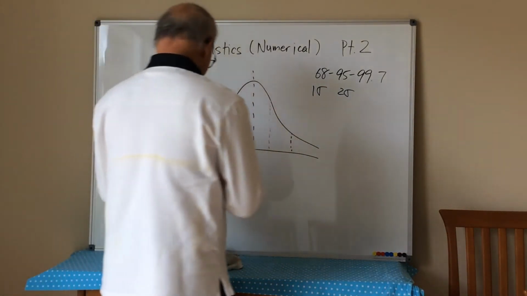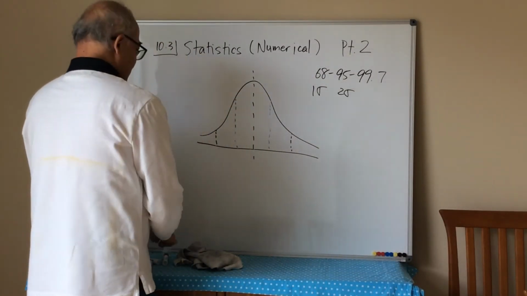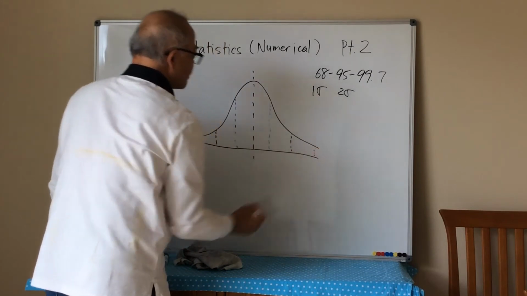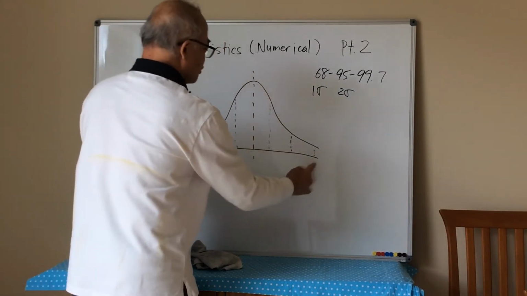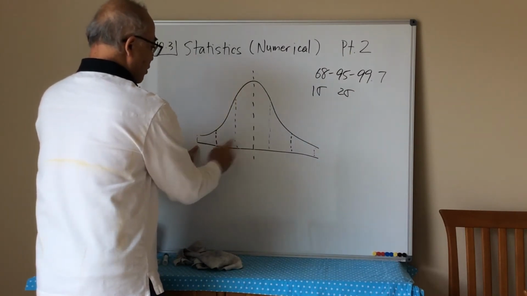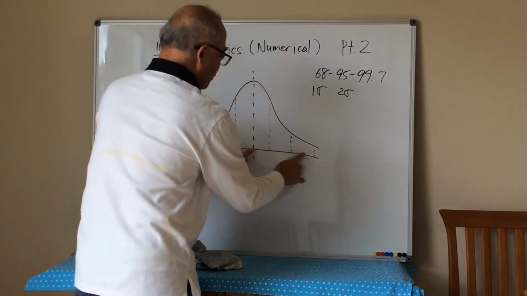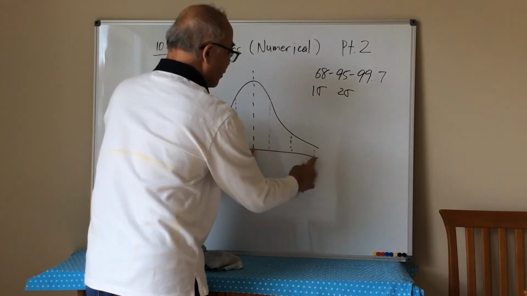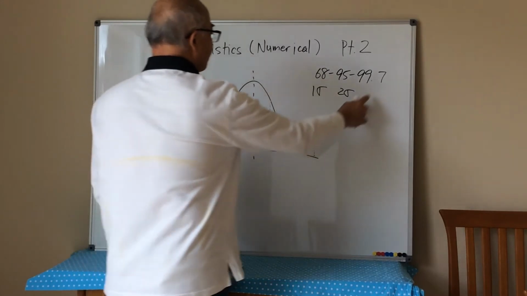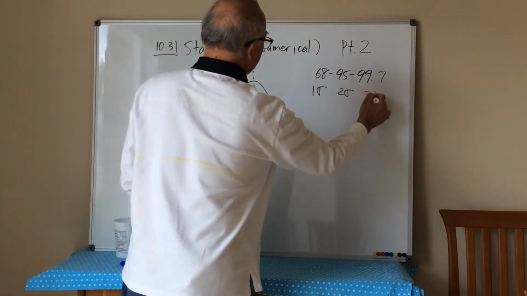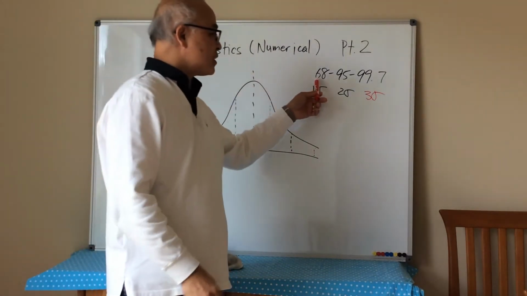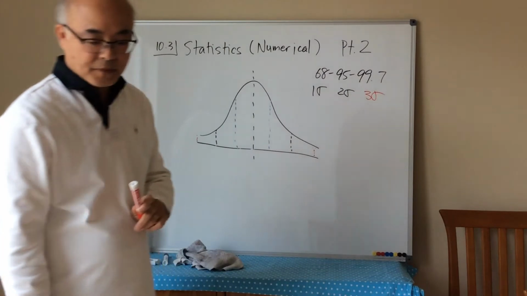Okay? And the third one is going to be, if I go out another standard deviation away, I have 1, 2, 3 standard deviations lower than the mean, and 1, 2, 3 standard deviations higher than the mean, or the median, right? From here to here, I'm going to have 99.7% of the data within 3 sigmas, okay? So that's what that means. That is the rule, 68, 95, 99.7.